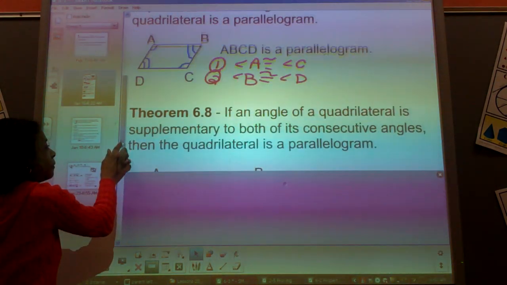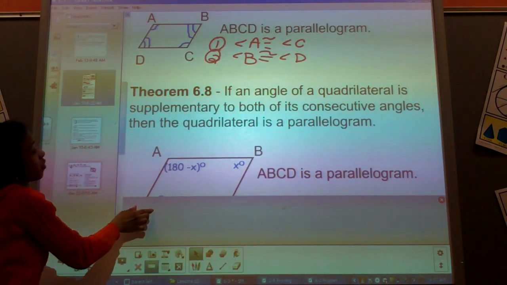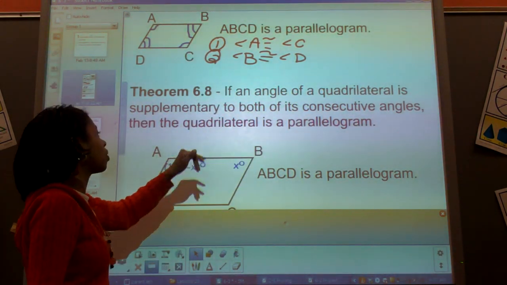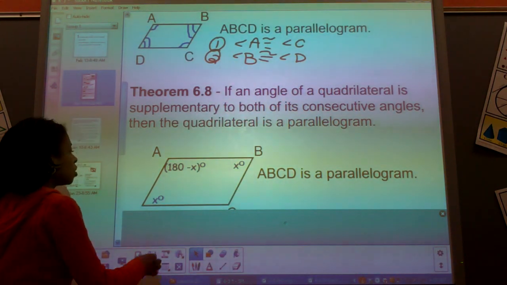Next theorem is 6.8. If the angles of a quadrilateral are supplementary to both of the consecutive angles, then the quadrilateral is a parallelogram. So here's what I have.